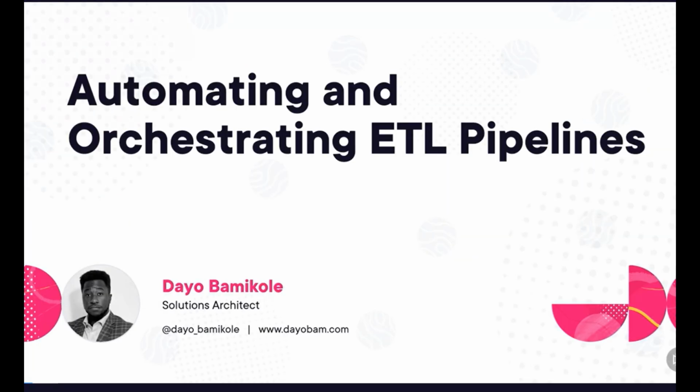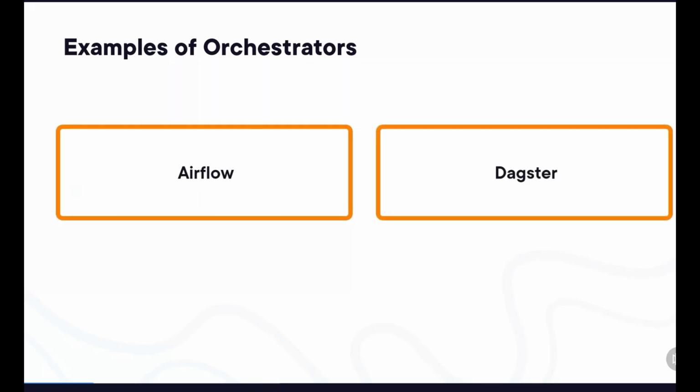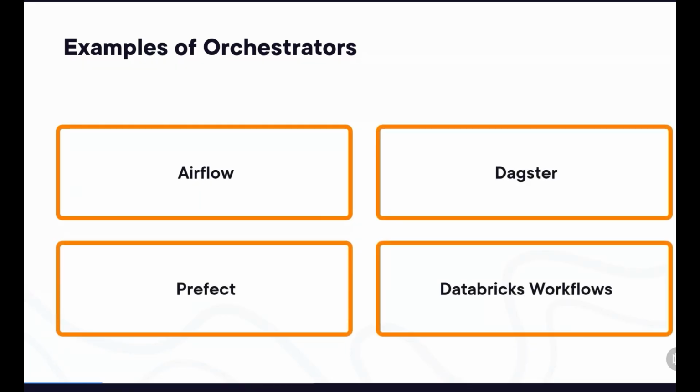This module is on automating and orchestrating ETL pipelines. We're going to start by exploring how to schedule our PySpark ETL pipelines. Well, there are several orchestration tools available to use. We have tools like Airflow, Dagster, Prefect, as well as Databricks workflows, which is the one that we're going to be using in this clip.